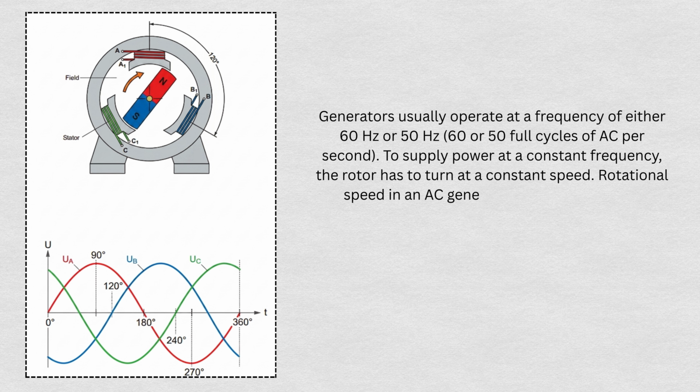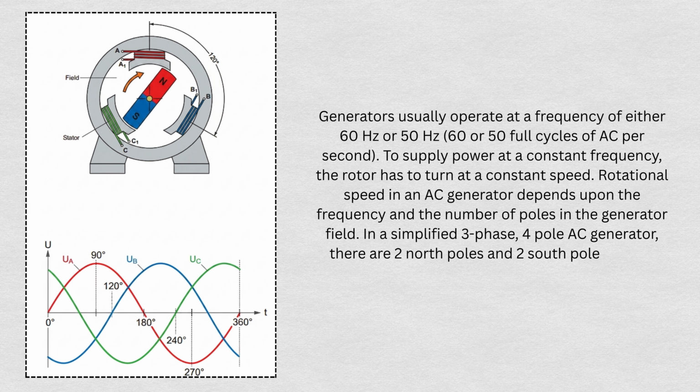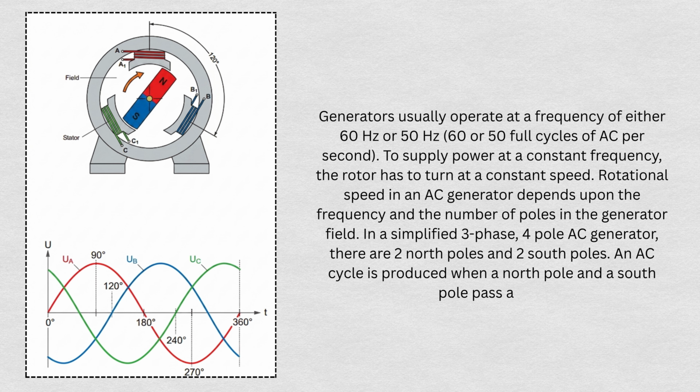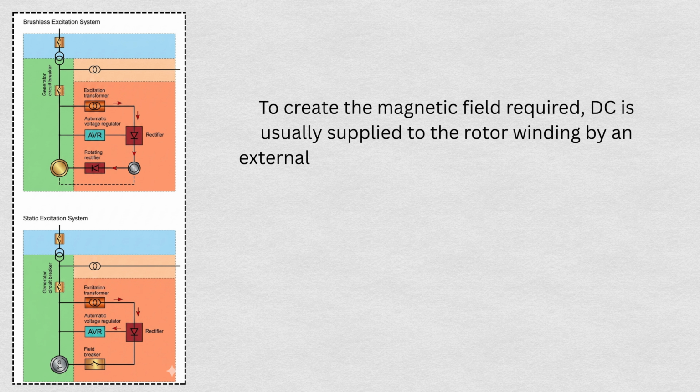Rotational speed in an AC generator depends upon the frequency and the number of poles in the generator field. In a simplified three-phase, four-pole AC generator, there are two north poles and two south poles. An AC cycle is produced when a north pole and a south pole pass a coil. To create the magnetic field required, DC is usually supplied to the rotor winding by an external source, called an exciter.